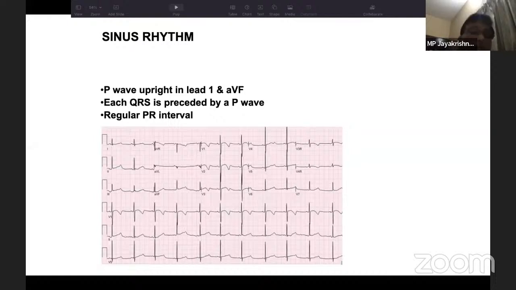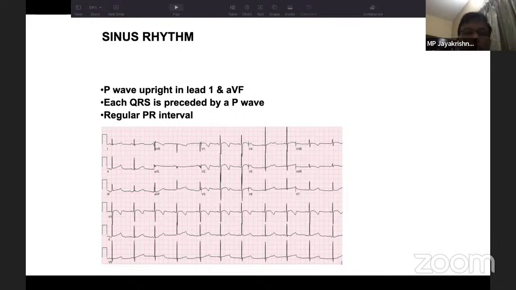Why we need to talk about this is that if the SA node is the rhythm originating region, the axis of P wave matters. So it's important to remember that this axis is not just there for QRS complex. Axis is there for P wave, axis is there for QRS complex, and axis is there for T wave also. So P wave axis has to be between 0 and 90 degrees. That's what we mean by this upright P wave in leads 1 and AVF. So in a normal sinus rhythm, what we expect is the P waves must be upright in lead 1 and AVF.